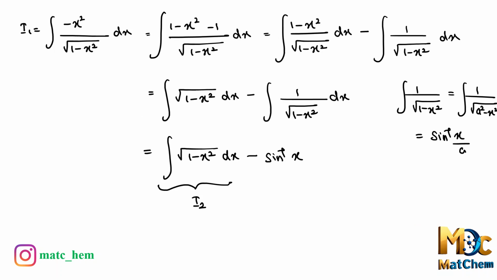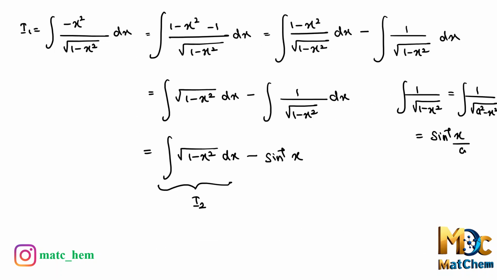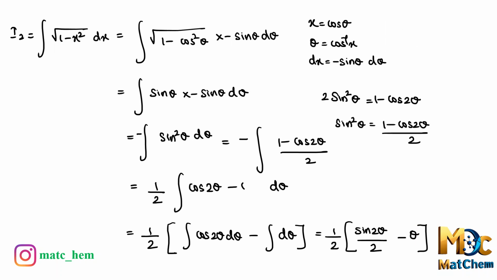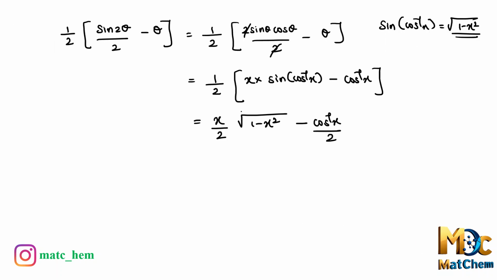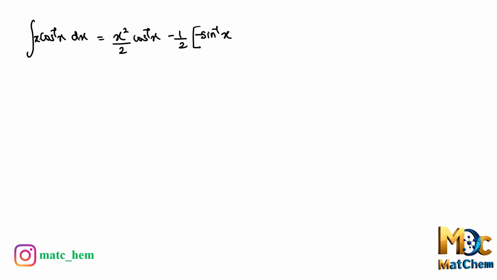Is it positive or negative? That is negative, so it will become minus sin inverse x. Then we have positive I2. What is the value of I2? I2 is equal to x by 2 into the square root of 1 minus x square, minus cos inverse x by 2. So x by 2 into the square root of 1 minus x square plus x by 2 into the square root of 1 minus x square minus cos inverse x by 2.